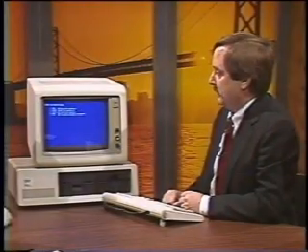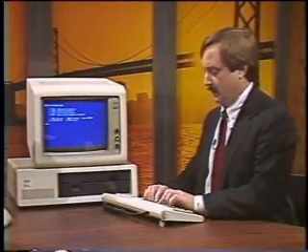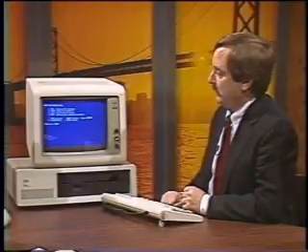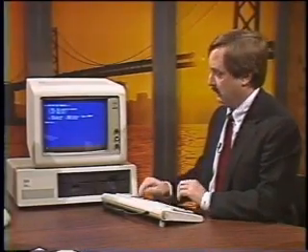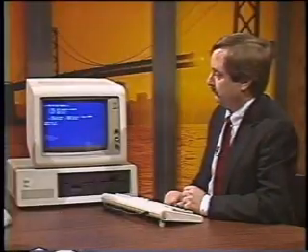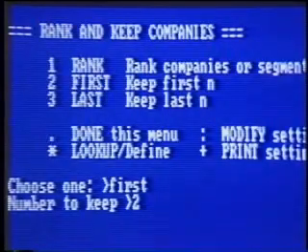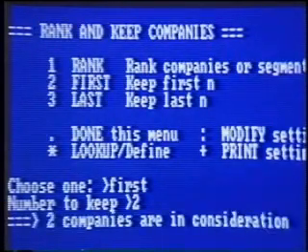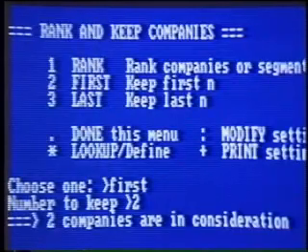Or I can keep it, if I didn't want to see all of those, I could do it by attribute again, which is to just rank them and keep the... Okay, could we get to see a graphic comparison of the top 2 ranking companies? You'd like the number to keep to be 2? You ask, we respond. No problem. All right. 2 companies are in consideration.